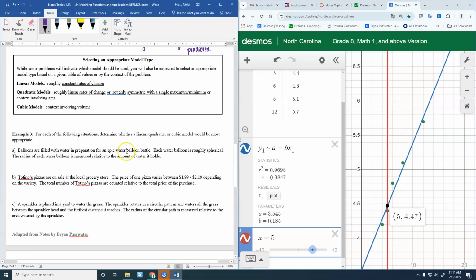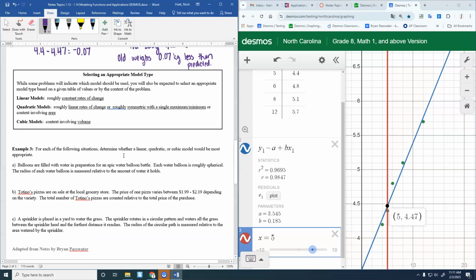So in this case, it's not going to be linear. Linear would be like with every breath you blow into the balloon, or every minute that the water balloon's filling up, the radius is growing the same length. What context are we talking about here? Would this be talking about the area or the volume of that water balloon? It's volume. Volume is most likely to be cubic. The answer there is cubic.